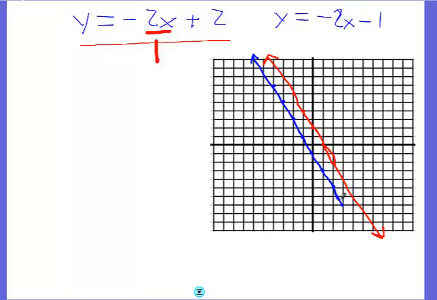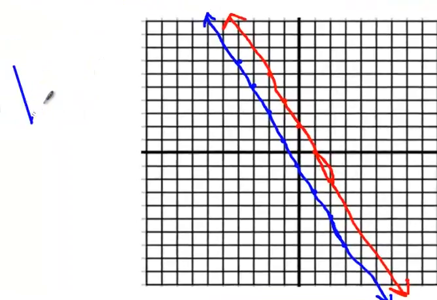When I was doing the slope, the blue line and the red line are never going to touch. Okay? And that's because these two lines are parallel. So we know that if two lines are parallel, our answer is going to just be no solution.